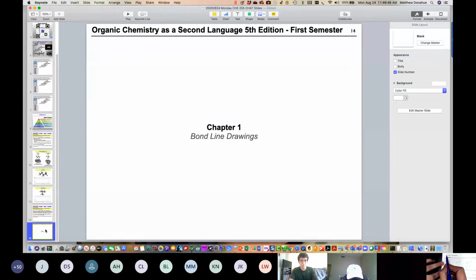But we're on page 4 of chapter 1, bond line drawings. It says for each of the following molecules, count the number of hydrogen atoms connected to each carbon atom. So let's start with 1.13. So for this carbon right here, how many hydrogen atoms are bonded to that carbon? So we have 0.